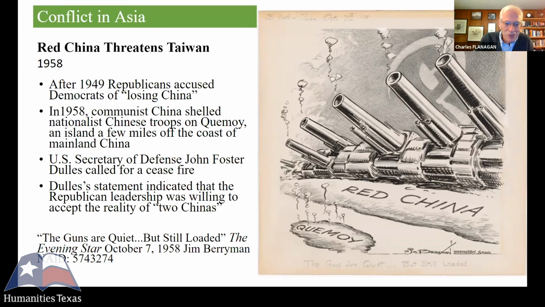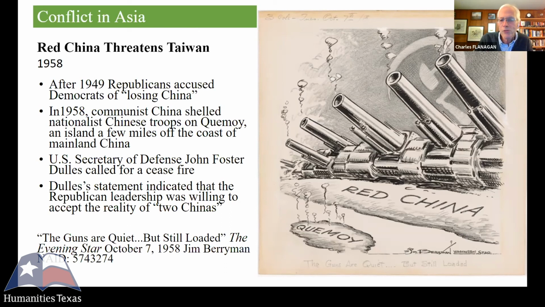And so we've got to now turn our attention to China, because the Republicans have been accusing Democrats of having lost China in 1949 because the communists took over. Well, here it is, 1958. We've got a Republican administration, and the Chinese are making really overt threats against Taiwan. They're bombing islands called Quemoy and Matsu, which are off the coast of China.